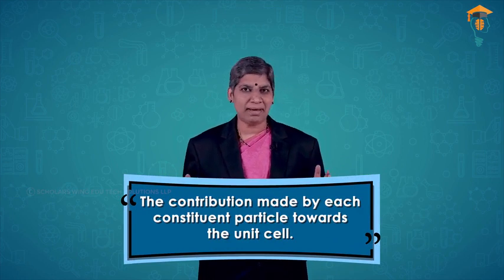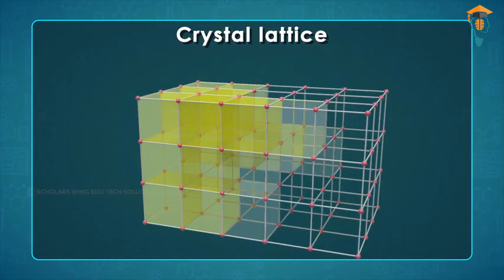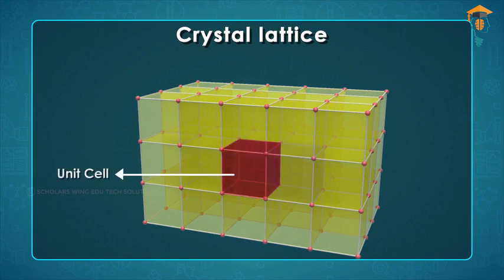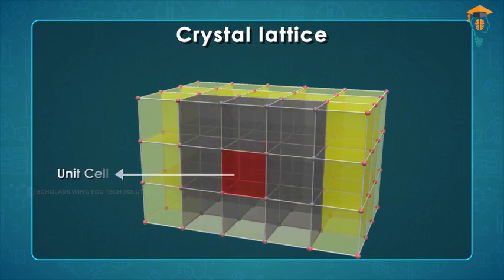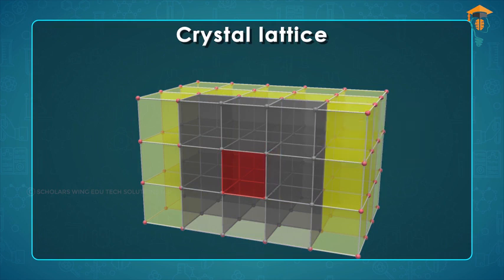Okay friends, before we learn how to calculate the number of particles per unit cell, let us first try to understand the contribution made by each and every constituent particle to a particular unit cell. Okay, for that, take a look at this crystal lattice. Can you see here? There are so many unit cells present in all the three dimensions, and each unit cell is surrounded by many such neighboring unit cells. And all the adjacently placed unit cells are in fact touching each other, isn't it? Therefore, we can't possibly remove one unit cell out of the crystal lattice, right?